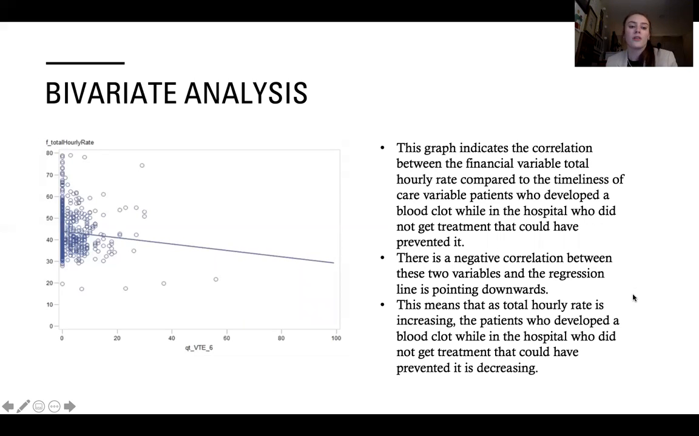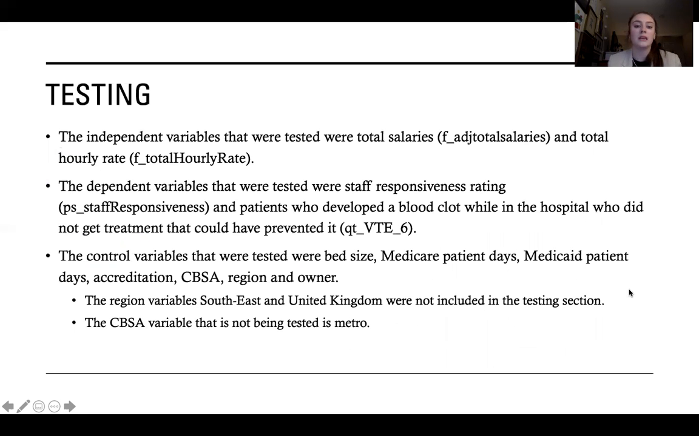And then for the bivariate analysis for total hourly rate and the blood clot patients, this graph is slightly negative as indicated by the regression line right here. The regression line is pointing downwards, so this means that as total hourly rate is increasing, there are fewer patients who developed a blood clot. And from this, I developed the two hypotheses that I mentioned previously.